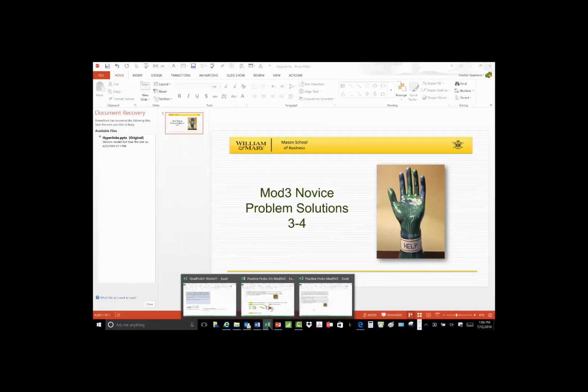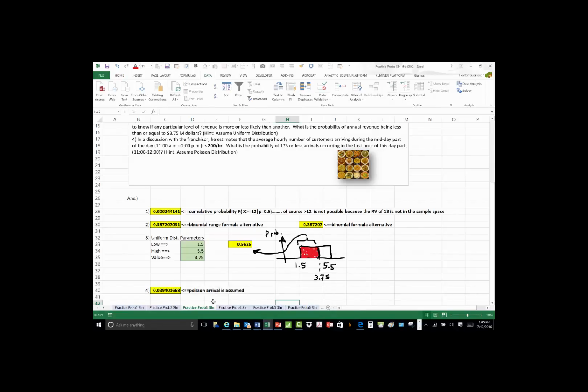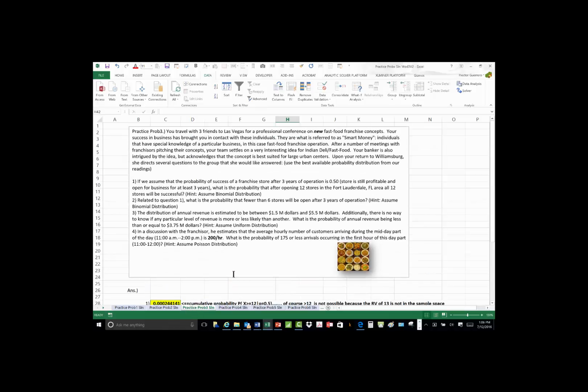Let's pull up our worksheet for the problems. Let's start with Problem 3. In Problem 3, we are using what we've learned with probability and trying to put it in the context of real problems. So we have a situation where several people are asking questions about the success or failure of some franchises that they're going to open up, fast food franchises, in Fort Lauderdale, Florida.